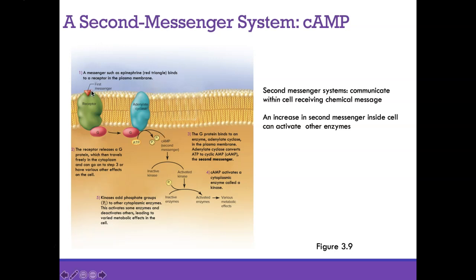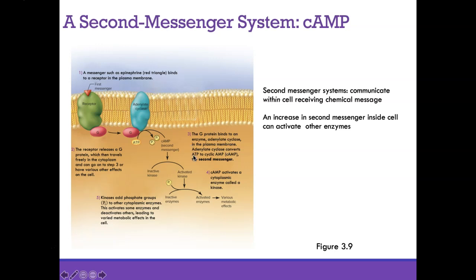Suppose a first messenger such as epinephrine, also known as adrenaline, binds to its receptor on the plasma membrane. That's the first step. That will activate a special protein called a G protein, which is inside of the cell, which can then turn on a protein called adenylate cyclase. So again, epinephrine binds to the receptor, that turns on a G protein inside of the cell, which activates adenylate cyclase.